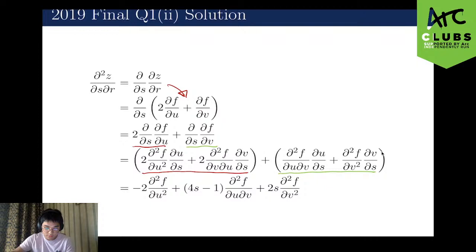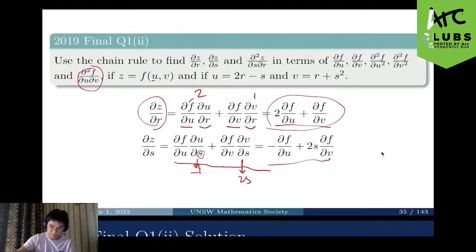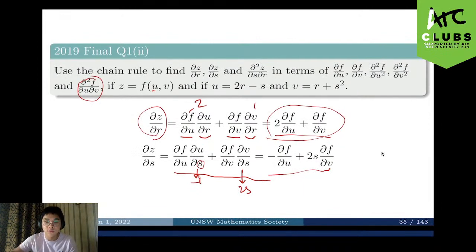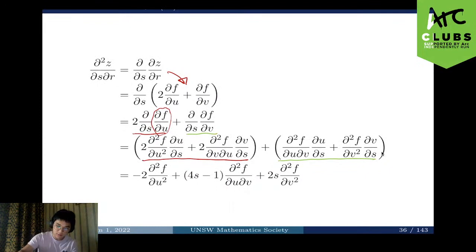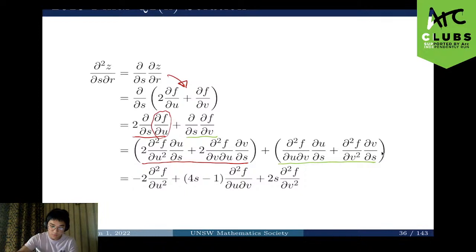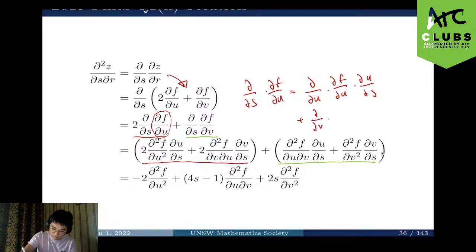So the reason why we have to split this again into two parts is because df/du, if we look back up here, is still going to be a function that contains both r and s. So if we want to find the derivative with respect to s, we're going to have to split it up. So what happened here was that if you just multiply this, we get d/ds.